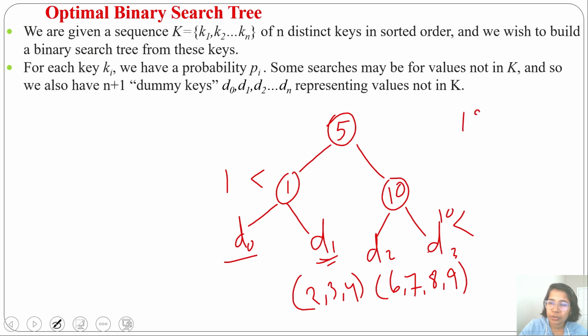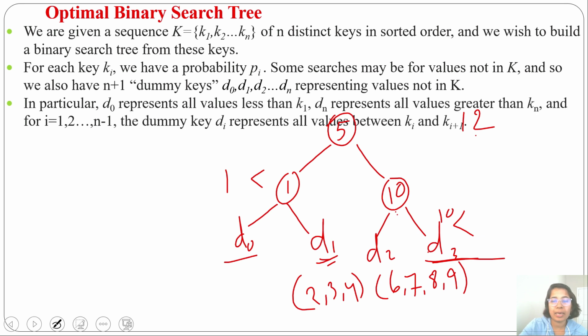Suppose we want to search 12. 12 is greater than 5. Then 12 is greater than 10. Then we will search here. It's unsuccessful. So D0 represents all values less than K1 and Dn represents all values greater than Kn. And we can say Di represents all values between Ki and Ki plus 1. Like D1 is in between 1 and 5, all values between 1 and 5.